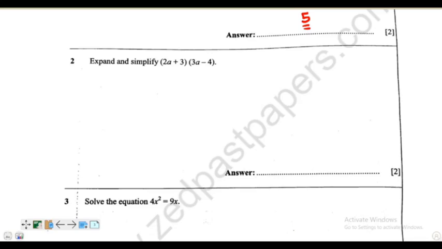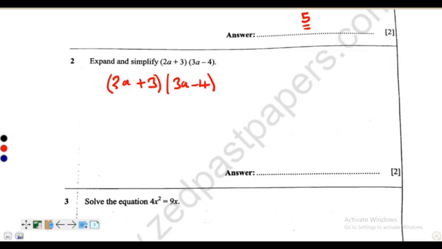Alright, so this is question 2. Expand and simplify. So we have the expression 2a plus 3 in brackets, then 3a minus 4. So first thing, we need to expand the two expressions, this one and this one. After expansion, we group the like terms, then we can simplify.